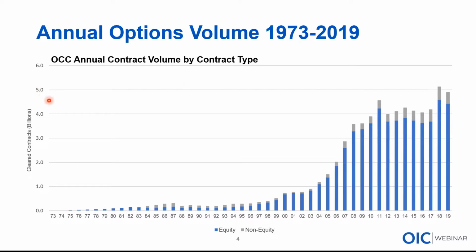And for context, 5 billion contracts comes out to about 19.8 million contracts traded every single day. And that's the average that we were surrounded here with over the past 2 years. And those were record-setting years and record-setting numbers.